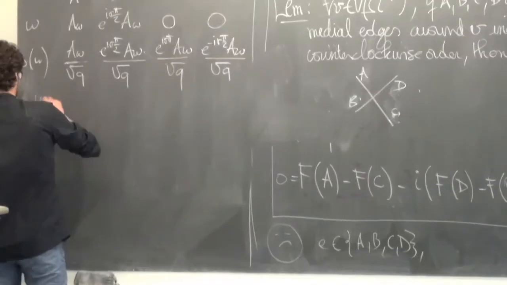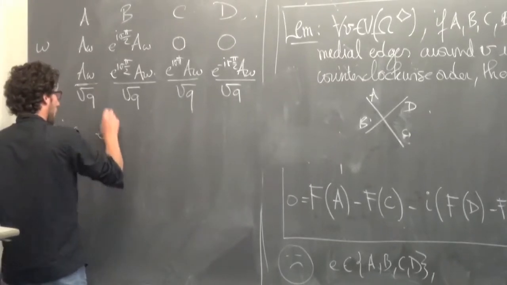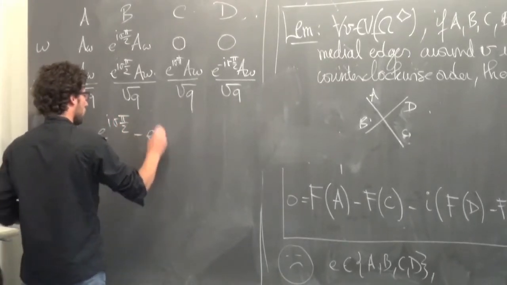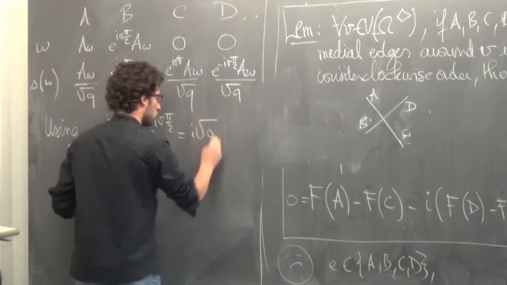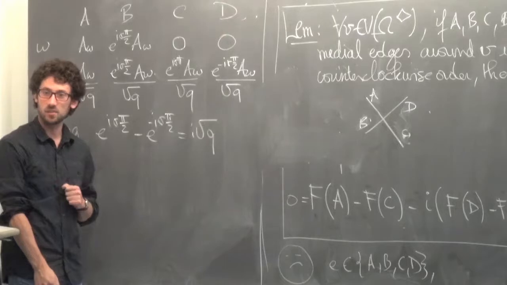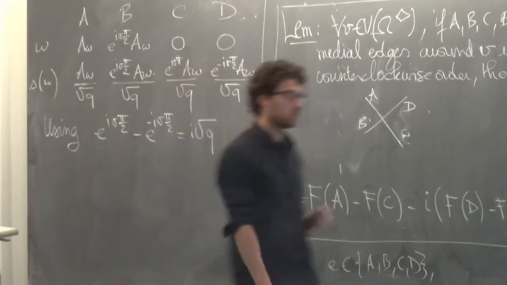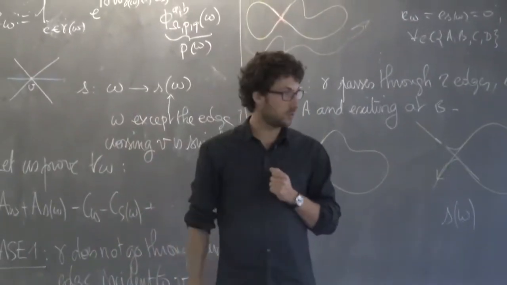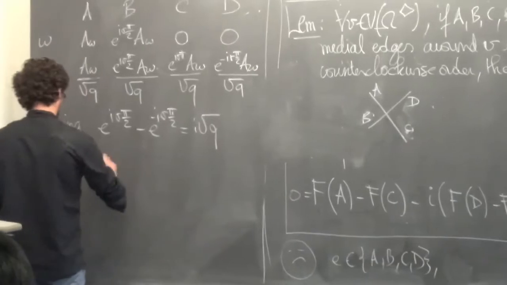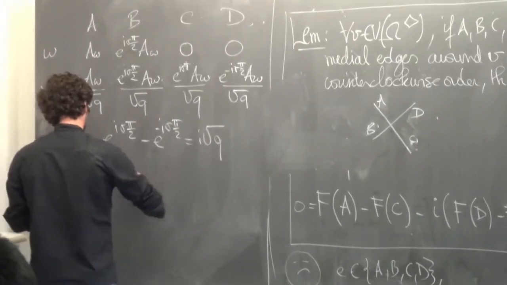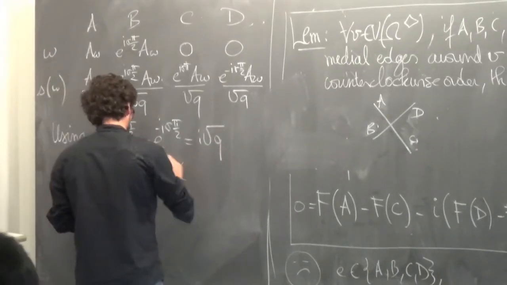using the fact that e to the I sigma pi over 2 minus e to the minus I sigma pi over 2 is equal to I square root q. This was exactly the assumption that sine of pi over 2 sigma is equal to square root q over 2. When you do the sum, you see that it equals 0. So let's say this is star. Star equals 0. So star is satisfied in this case.